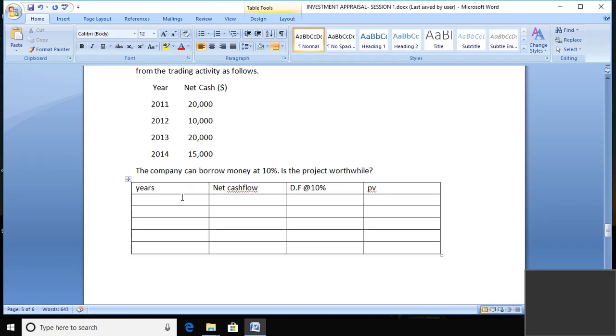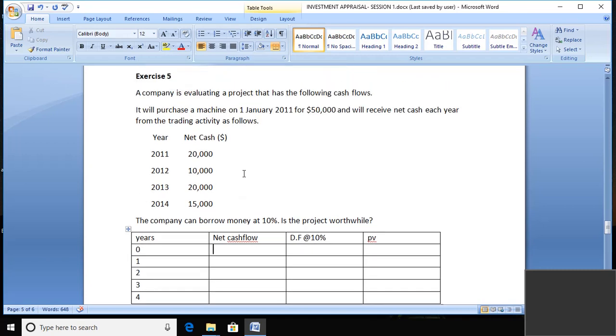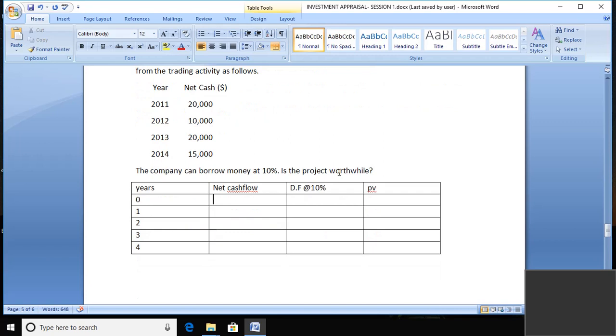So let's see, year 0, year 1, year 2, year 3, and year 4. There are 4 years here. So what is year 0? You may be wondering what that means. Year 0 means now. What is happening now is that the company must spend $50,000 to acquire or purchase a machine. So the $50,000 is the cash outflow, and we put it in brackets like that.